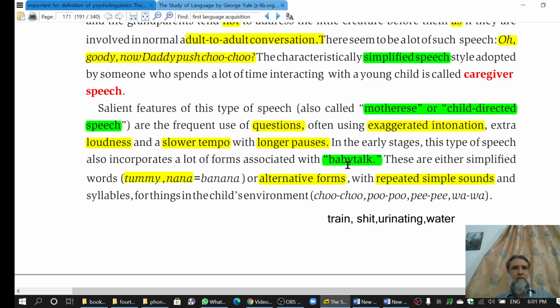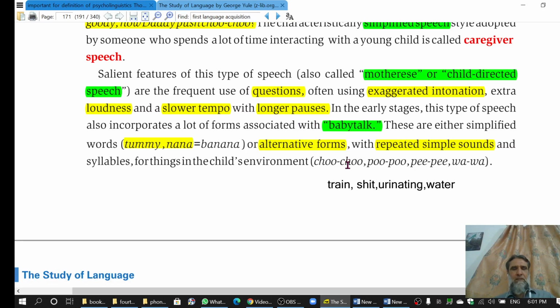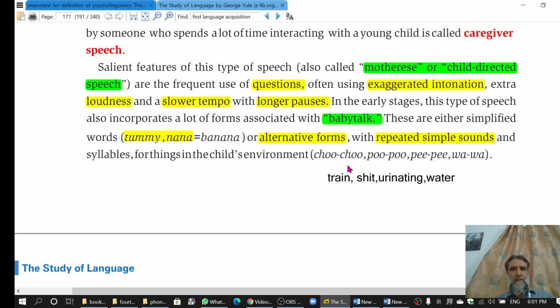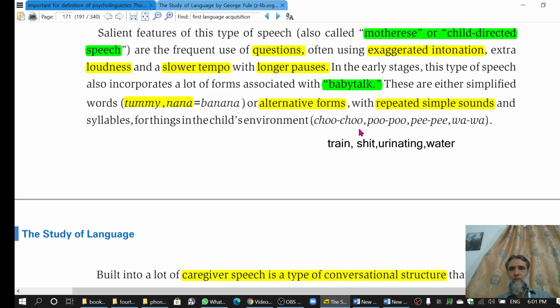And the baby talk has simple words, and there is often repetition. For example, tummy for stomach, nana for banana, and sometimes the alternative forms have repeated simple sounds. They are used, for example, choo-choo for train, poo-poo for shit, pee for urinating, pee-pee, and wawa for water.